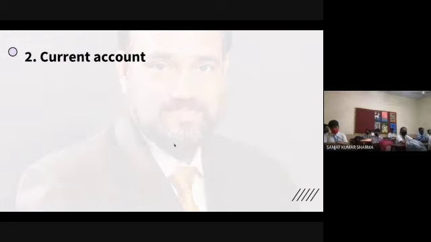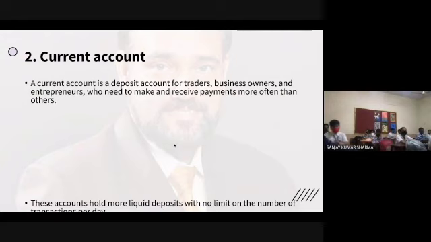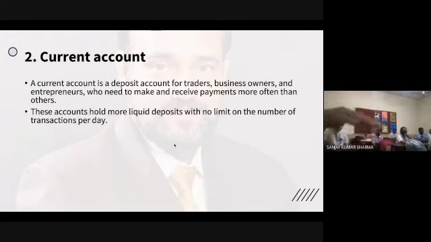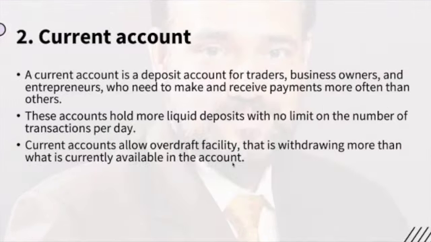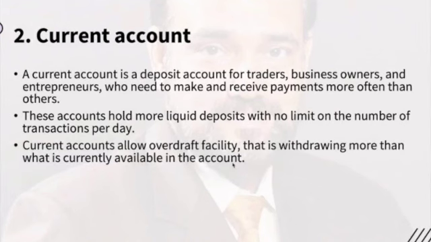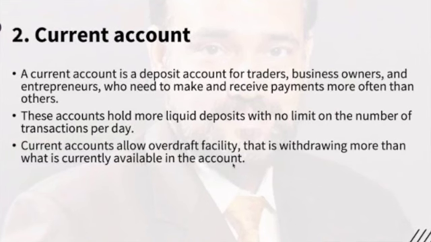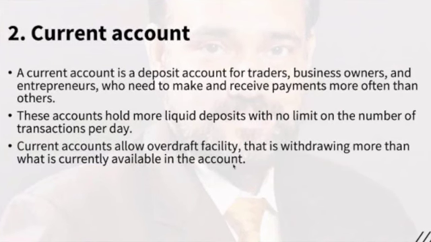Then comes the current account. This is basically for businessmen, traders, entrepreneurs, or you can say companies, those who have very high transactions. They go with this current account. There are certain facilities called overdraft facility given to them. Overdraft facility means suppose a businessman has only 40,000 rupees in his account and he wants to pay someone 50,000 rupees. So he may have issued a check of 50,000 rupees.